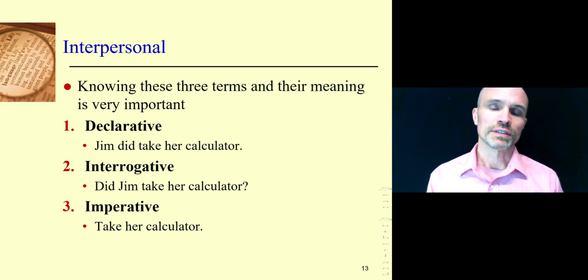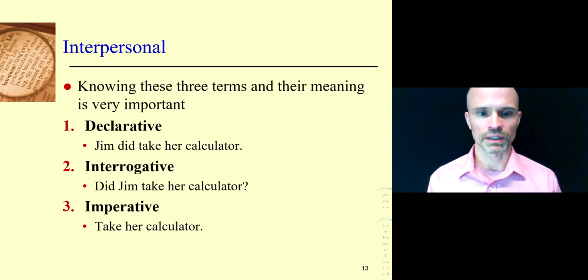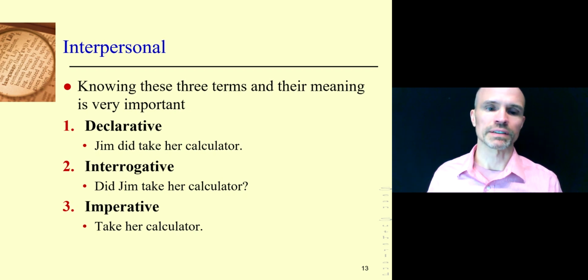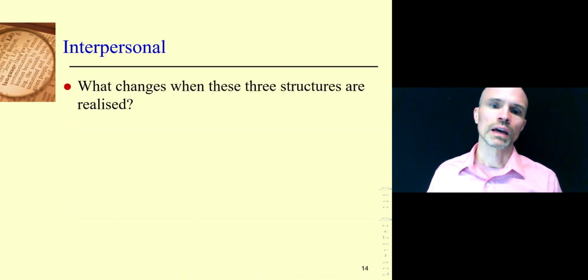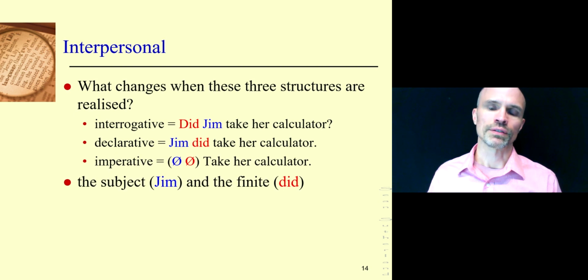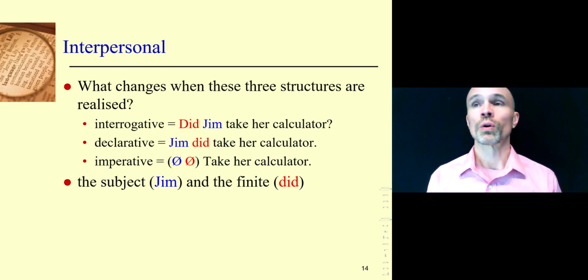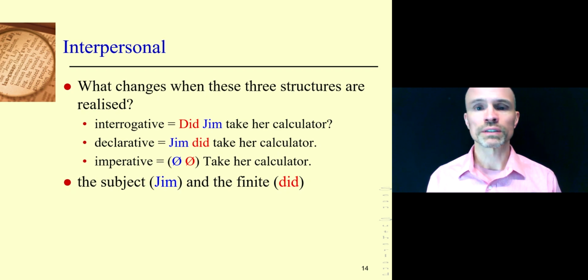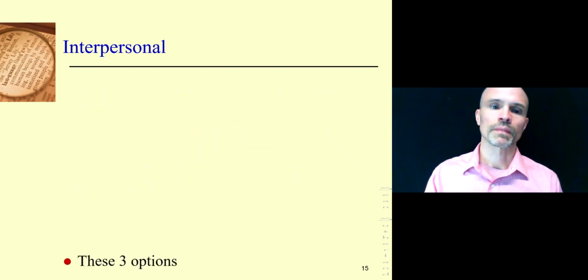So try to use these terms. If it's subject finite, call it a declarative. If it's finite subject, call it an interrogative. And if it's no subject, no finite, call it an imperative. As you see, that's what I just said, right? It's the movement or the disappearance of subject finite that tells us which of the three grammatical structures we're using. Did Jim, Jim did, or neither.